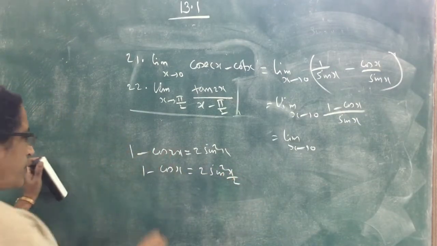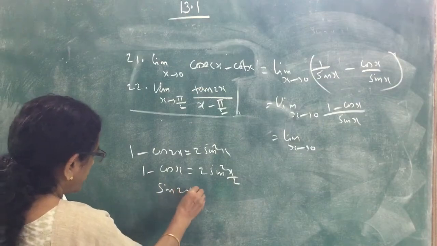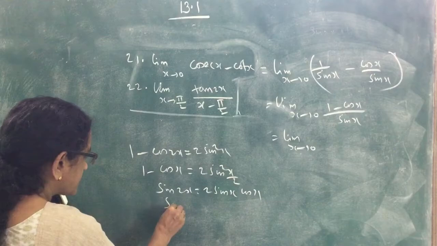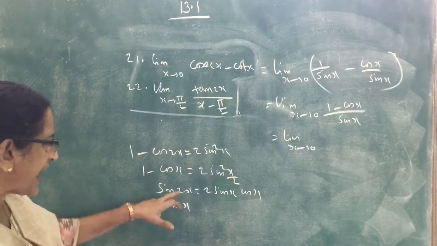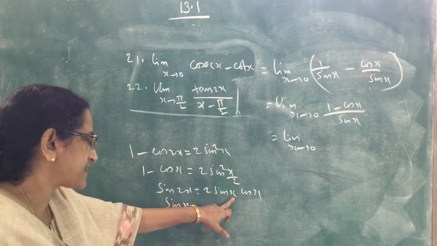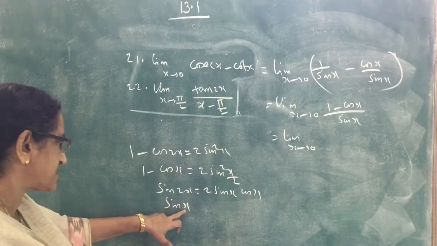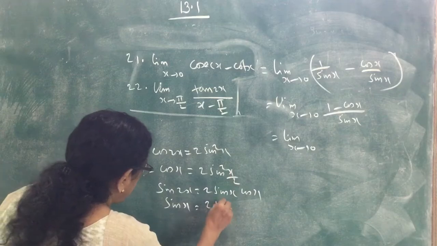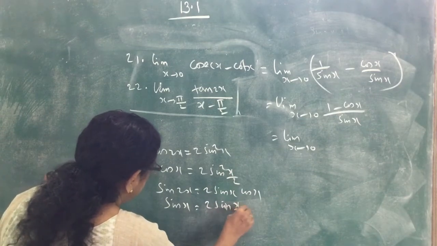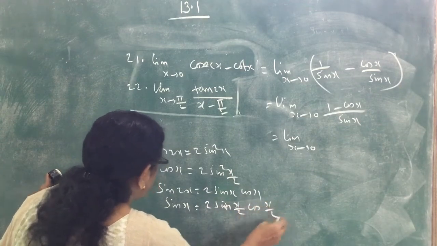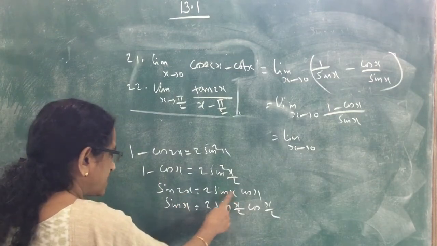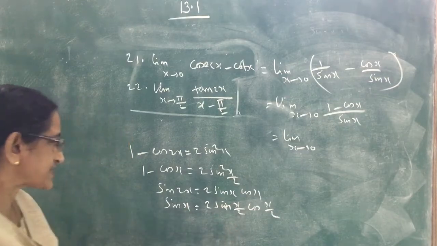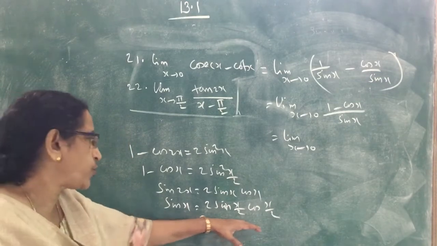Now we know the formula for sin 2x. What is sin 2x? 2 sin x cos x. So here the angle is 2x, and on the right side, when the angle is x, what will be the angle? Half of 2x is x, half of x is x by 2. So sin x equals 2 sin x by 2 cos x by 2.